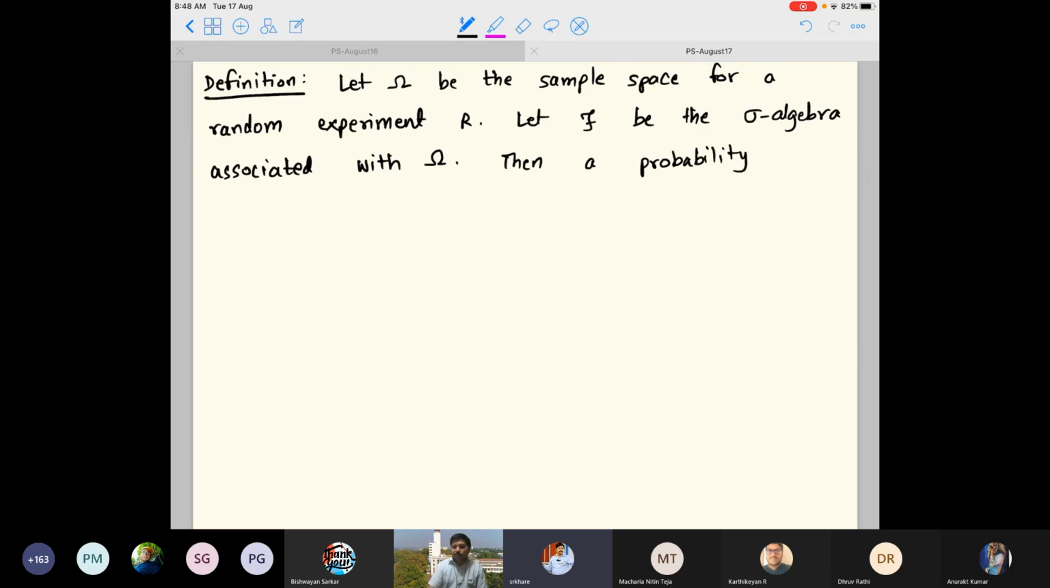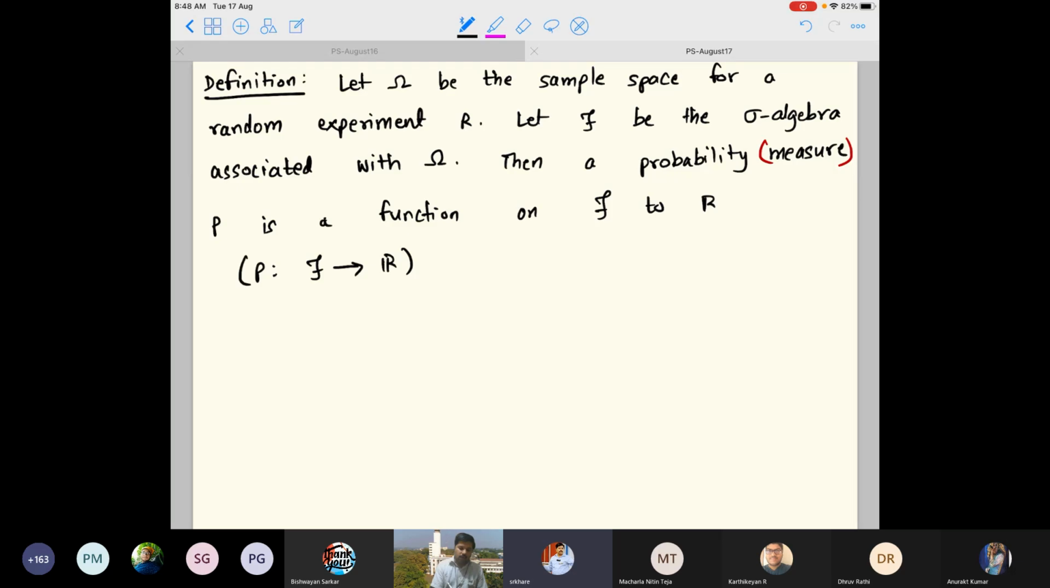So we'll not get into these details, but probability measure. If you want to skip this word measure, you can skip it. It is not really very important. So probability P, I'll denote it by P, is a function on F to R. Basically probability is a function on F to R.